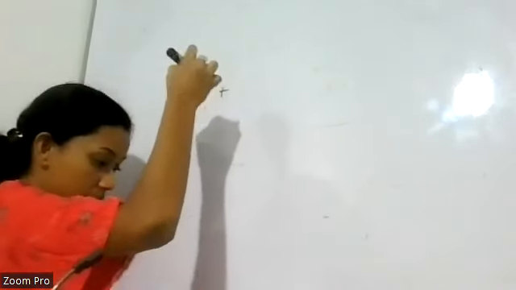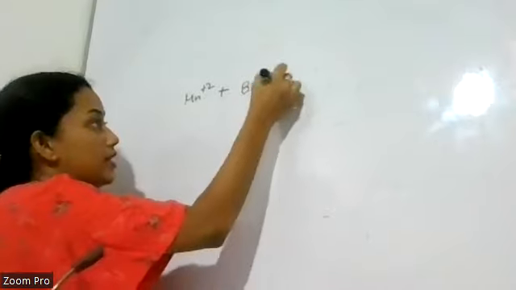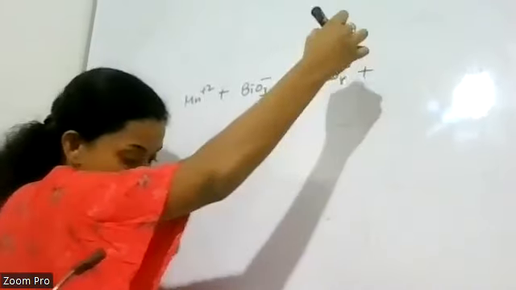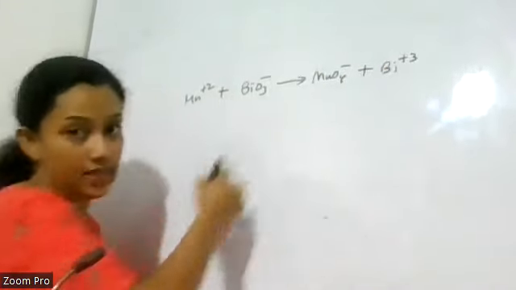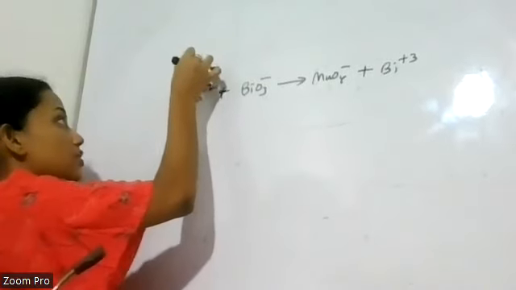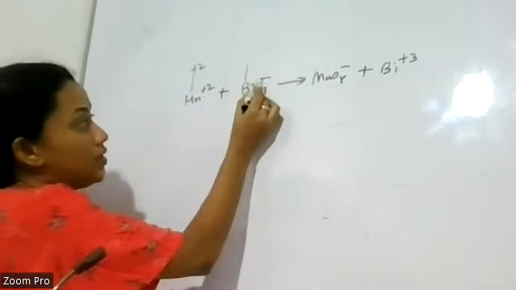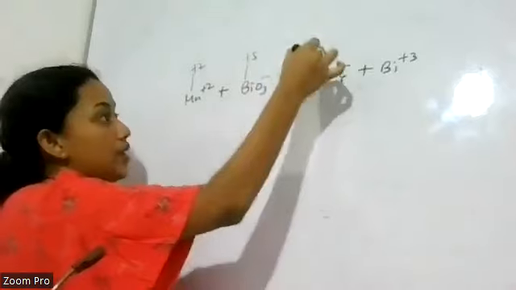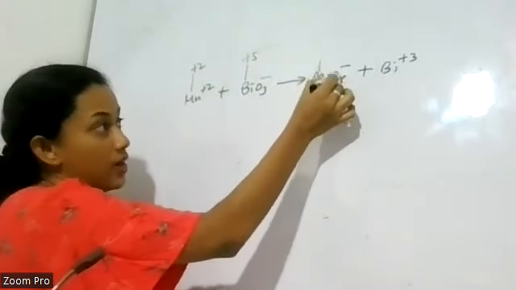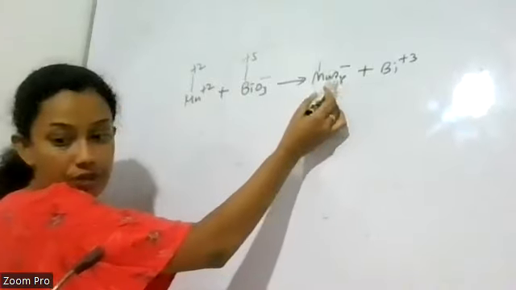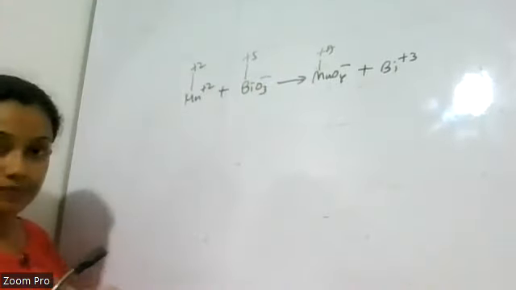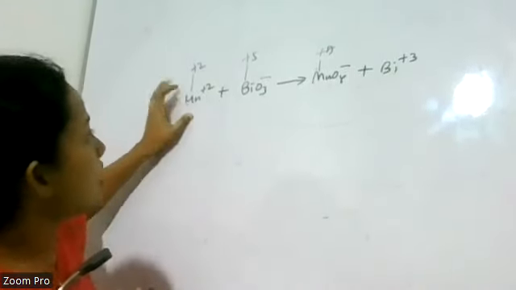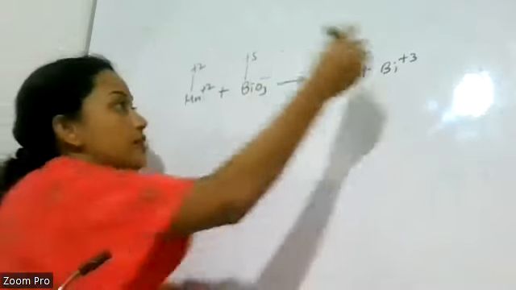Next example: Mn2 plus, BiO3 minus into MnO4 minus plus Bi3 plus in acidic medium. Here plus 2. In BiO3 minus, oxygen is minus 2 into 3, minus 6, therefore bismuth should get plus 5. In MnO4 minus, minus 2 into 4 is minus 8, therefore manganese should get plus 7. So manganese 2 plus, Bi plus 5, plus 7 and here plus 3.